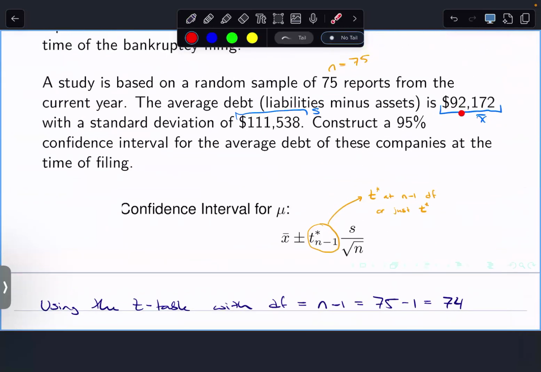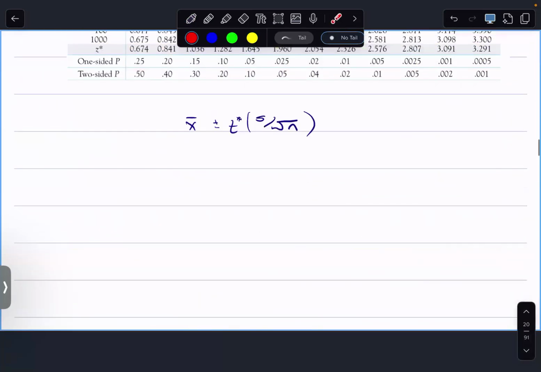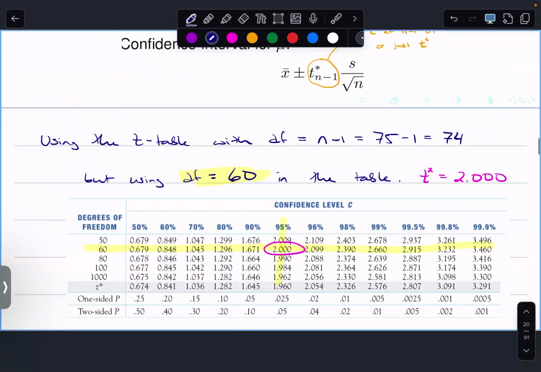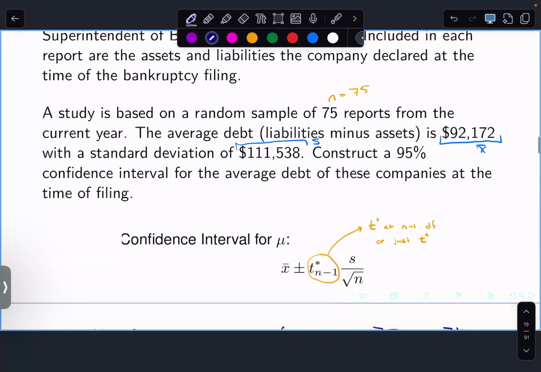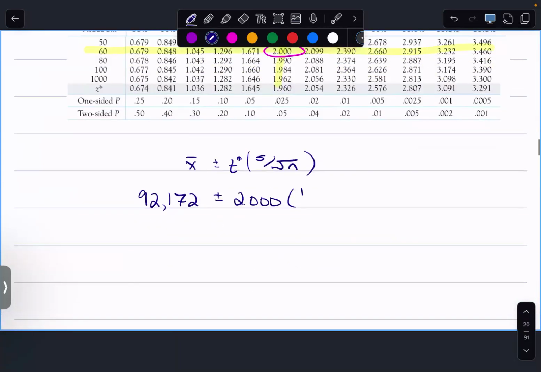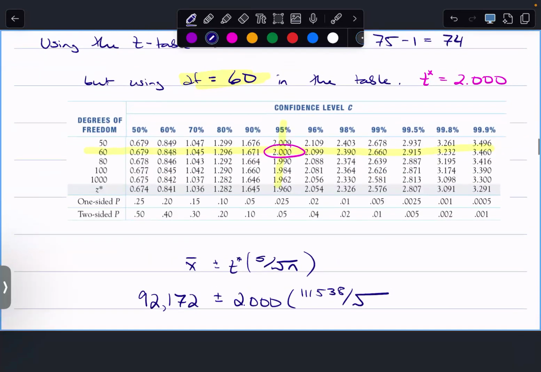Grabbing all the components I need, 92,172 plus minus 2.000 times S, which was 111,538, divided by the root. Now, here's the pickle.